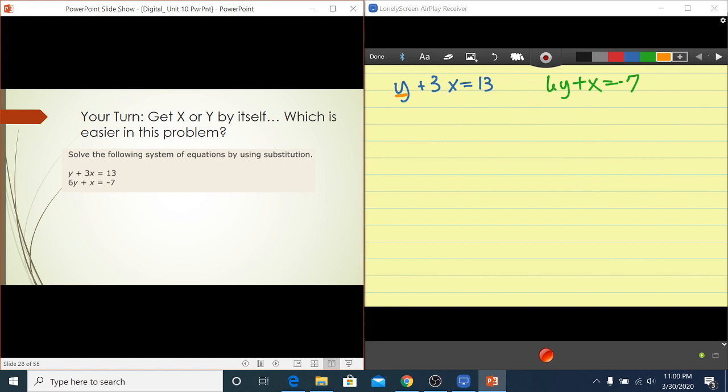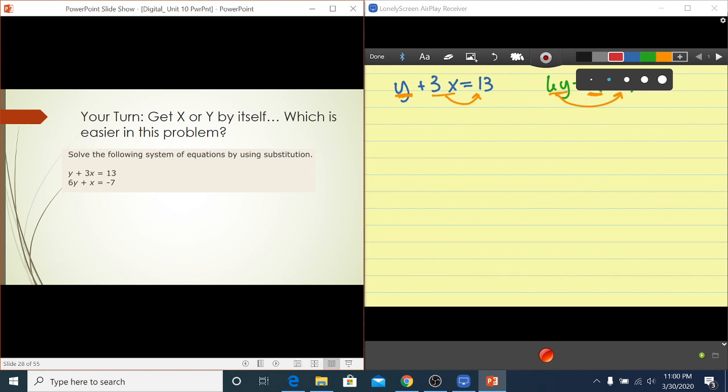Over here I have y by itself. Over here I have x. When I say by itself, it's singular. It's 1, right? So which one would be easier to get by itself? Well, if we wanted to get y by itself, we would just take 3x and scoot it over with subtraction. Or if we wanted to get x by itself, we could take 6y and scoot it over with subtraction. It doesn't really matter. I'm going to do the first one here.